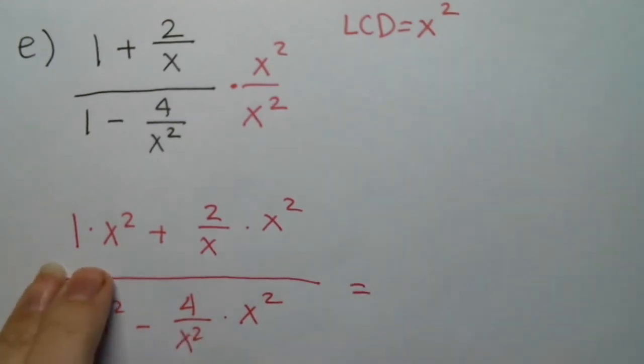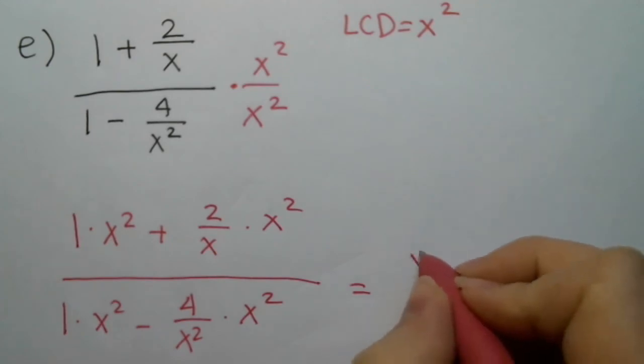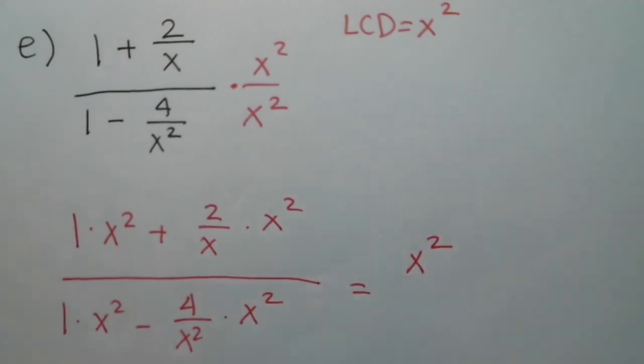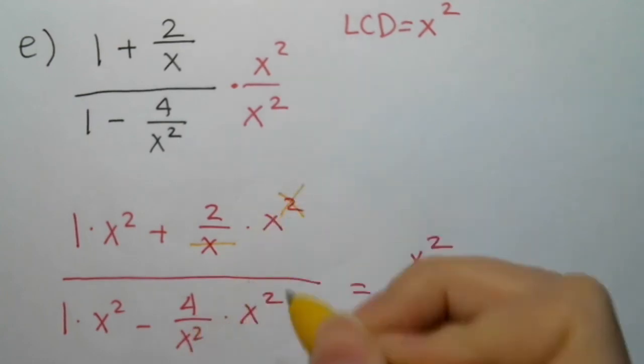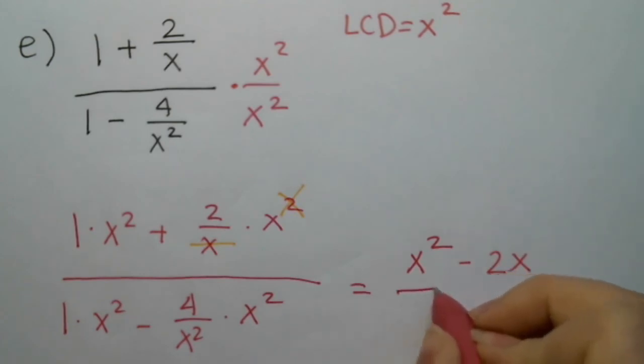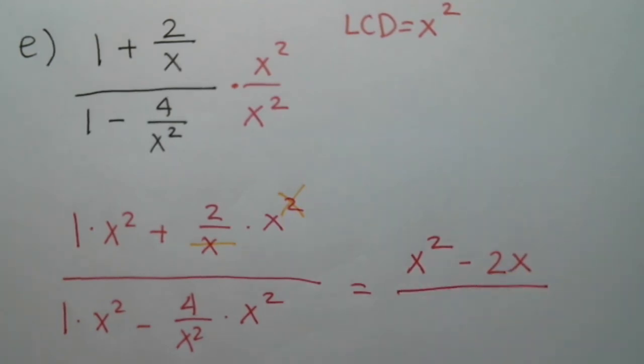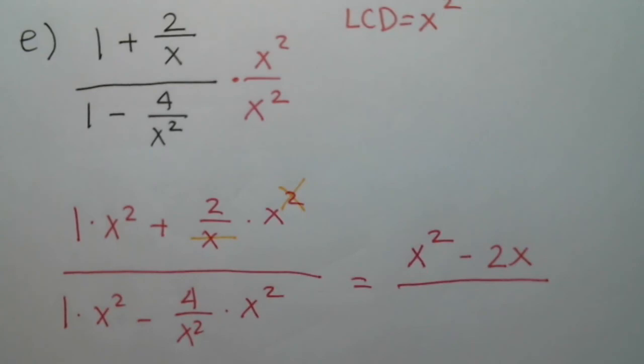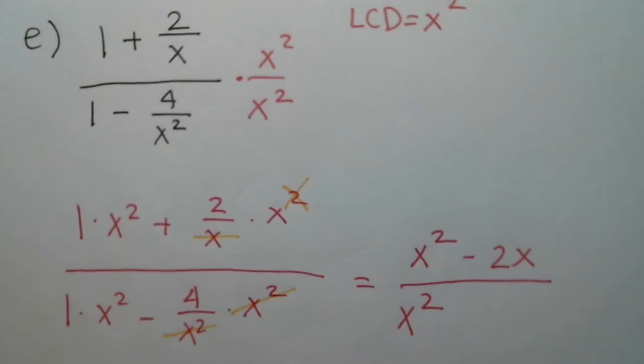Now in this first term, there's nothing to cancel. It's just 1 times x squared, so I get x squared. Here, this x cancels with one of these, so I get 2 times x, or 2x. In the denominator, here I have x squared, and this x squared is going to cancel with this one, so I just get minus 4.